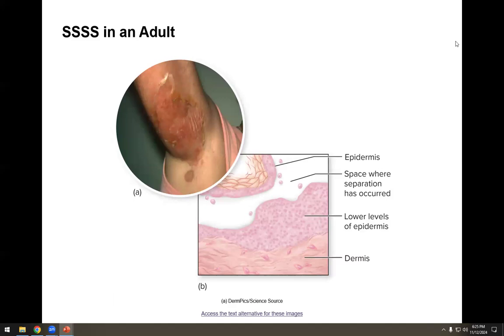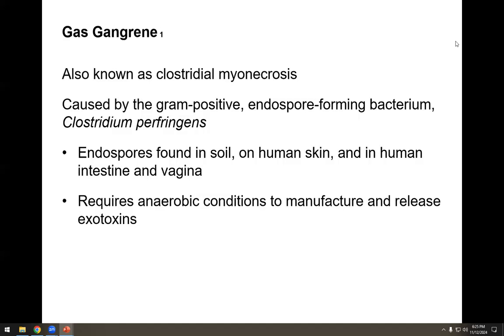So this is an adult that has SSSS. It's that big bullous lesion. You'll have breaking open of it, just like any other blister, but they're just giant blisters all over the body. Very, very painful, and it leaves you susceptible to secondary infections. It's much like a burn with how it would leave the skin.